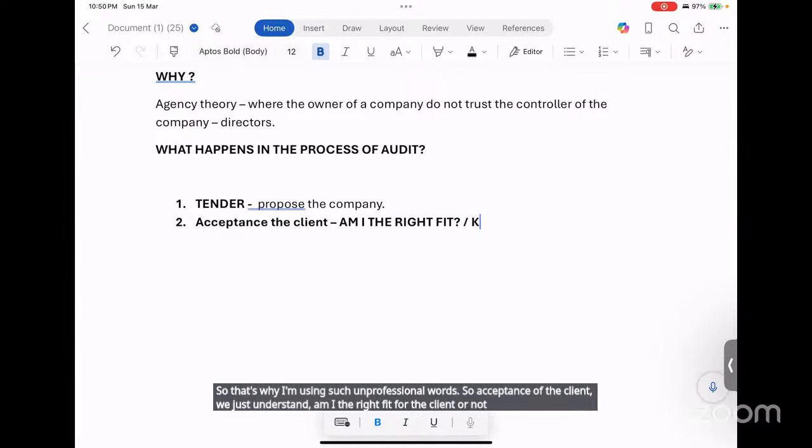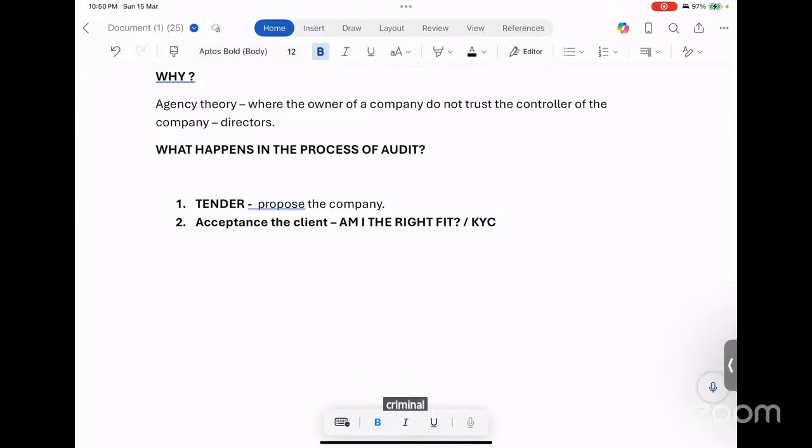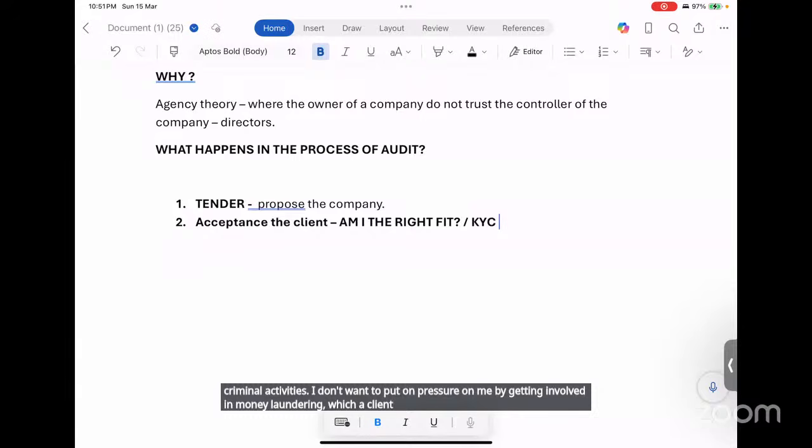We also do KYC of the client. Is the client the right person or not? Is he involved in money laundering, criminal activities? I don't want to put pressure on me by getting involved in money laundering which a client is doing, and I just become their auditor. If they are doing some criminal activity, I'll indirectly get involved in it. So I don't want to take any risk, right?